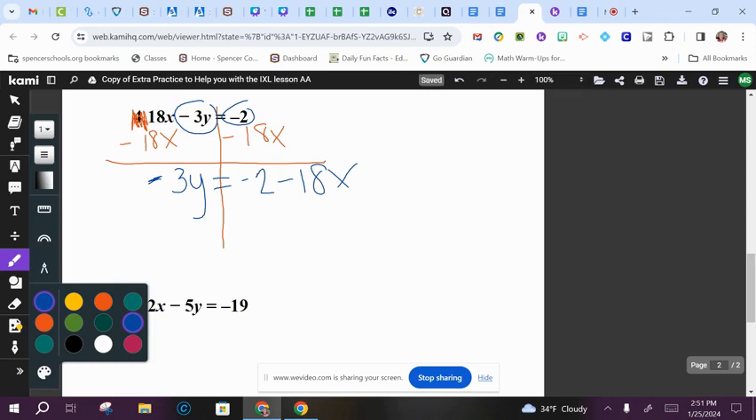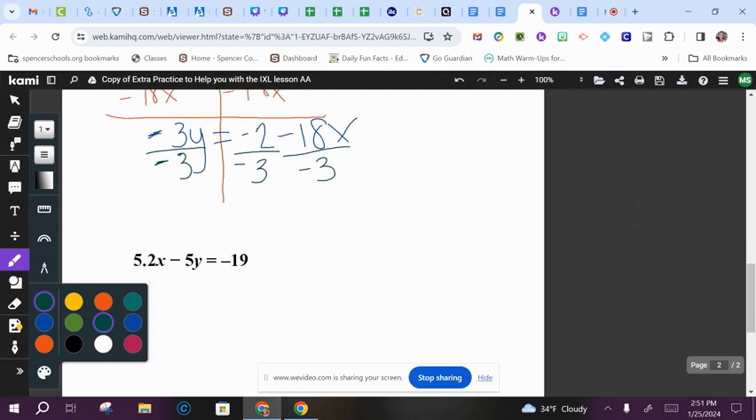Next step, hopefully you're saying in your head, I'm going to divide by the coefficient on the y. So you're dividing by negative 3, dividing by negative 3, dividing by negative 3. Again, I like to write it like that so it looks like a fraction. And so then you end up with y, because negative 3 divided by negative 3 is 1y, and we just don't put the 1 in front of the y.